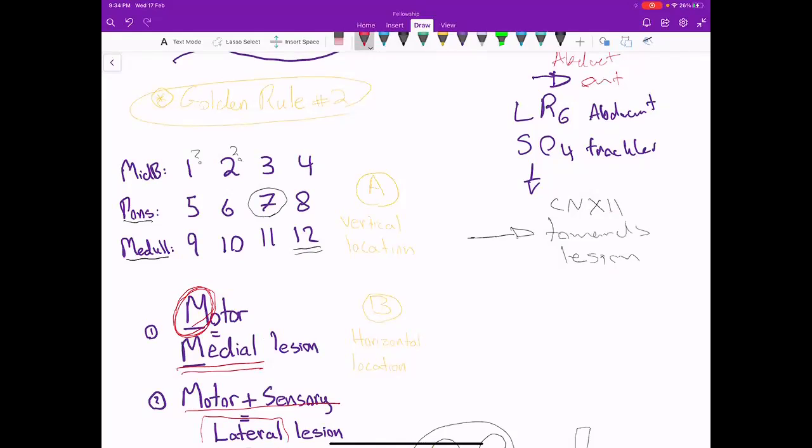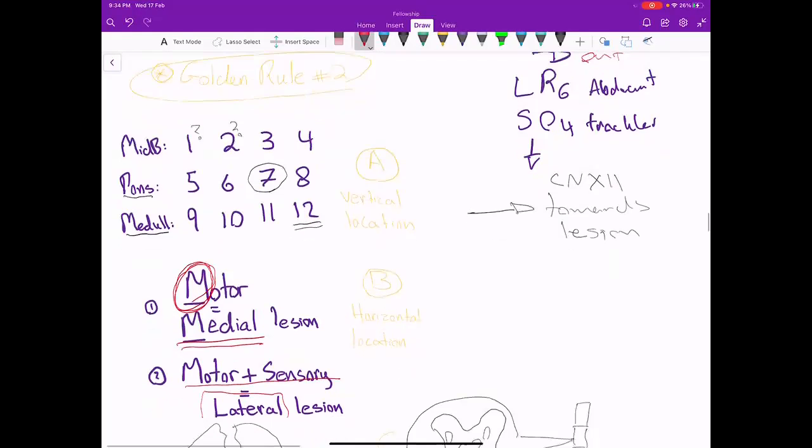Yes, doctor. Okay, so golden rule number 2: we create the rule of 4, we plot our symptoms, we know what cranial nerves they are, and we have an idea where it is vertically located. The second portion of this golden rule is we look at the symptoms. Are they only motor? Then I know for a fact this is somewhere medial in the brainstem. If it's motor and sensory, then it is lateral.